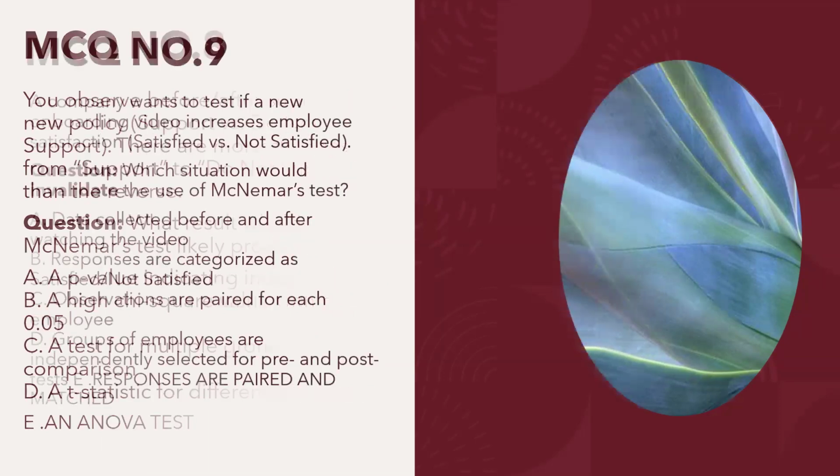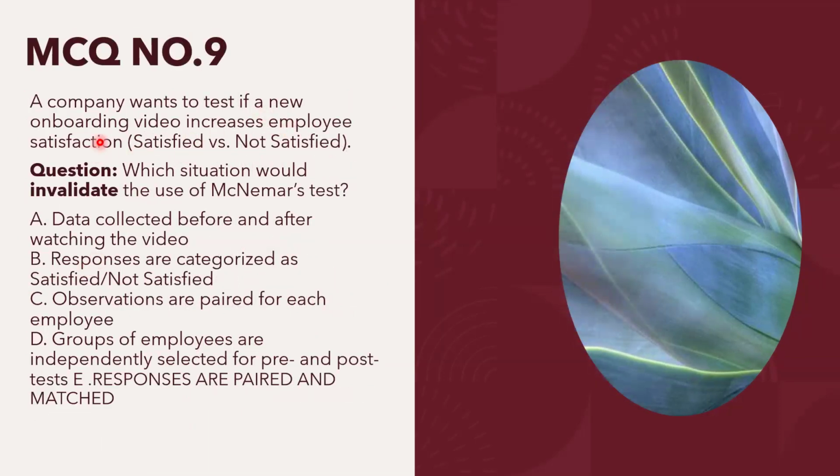So going on to our next MCQ. A company wants to test if a new onboarding video increases employee satisfaction, satisfied versus not satisfied. Which situation would invalidate the use of the McNemar test? That means it can't be used here in the scenarios. Data collected before and after watching the video. Responses are categorized as satisfied or not satisfied. Observations are paired for each employee. Groups of employees are independently selected for pre and post test. All responses are paired and matched.